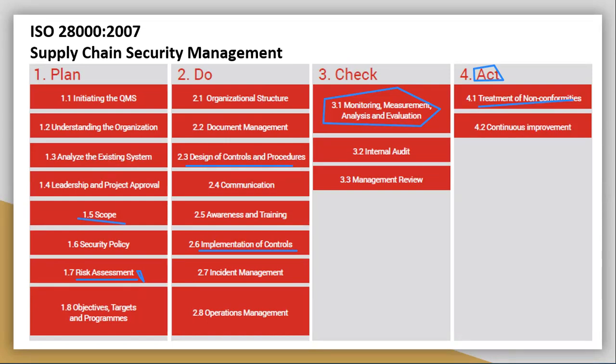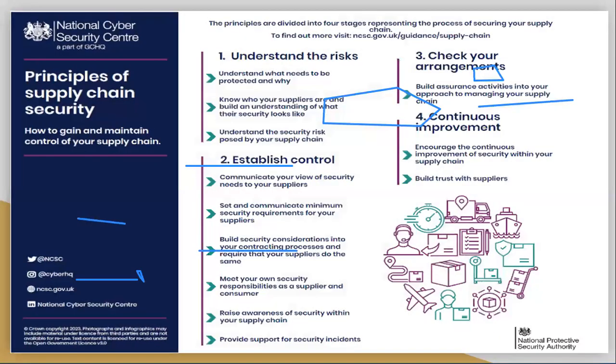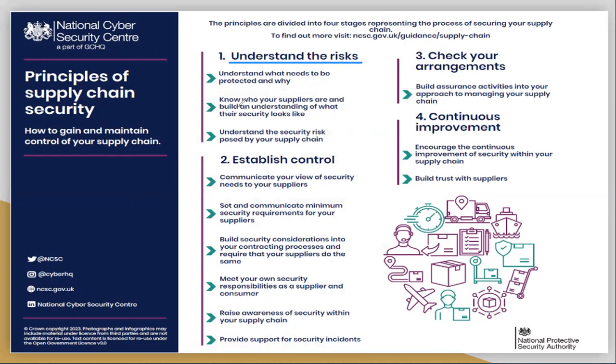So the next one we'll be looking at, let's quickly glance through the NCSC principles of supply chain security. It's actually 12 principles, but the 12 principles are divided up into 4 main areas, just like the ISO standard. First, understand risk, same things involved: understand what needs to be protected and everything. Then, secondly, you establish controls. You establish controls for what? For the risks you've identified.